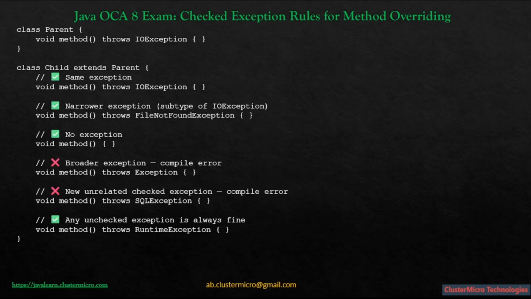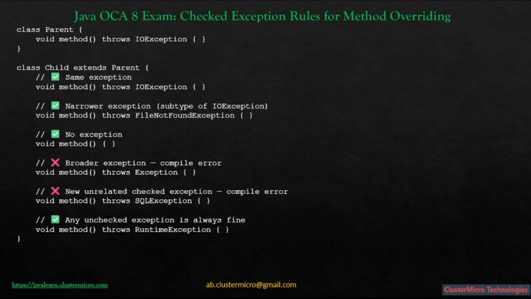Okay. Then we have void method, and the child simply does not throw anything. Okay, the caller prepared for IOException and nothing happened, no problem at all. The override is making things easier and not harder. Okay. Then we have broader exception, that is compiler error. So we have void method throws Exception. So Exception is the parent of IOException. The caller only prepared to handle IOException. Now the child is saying it might throw any exception at all, right? SQLException, InterruptedException, anything. The caller is not prepared for those. This breaks the contract, so the compiler rejects it.